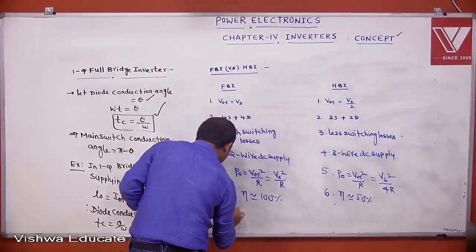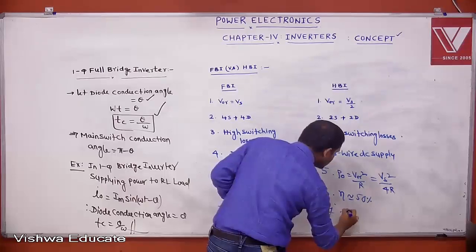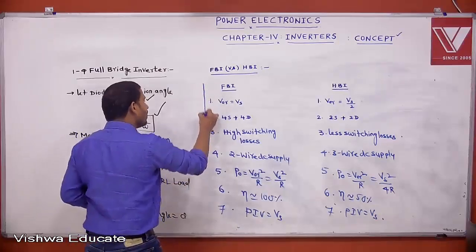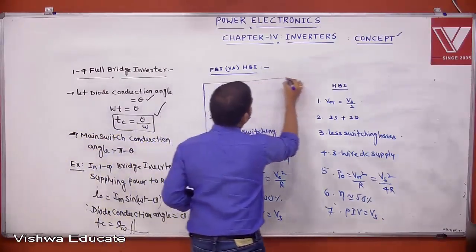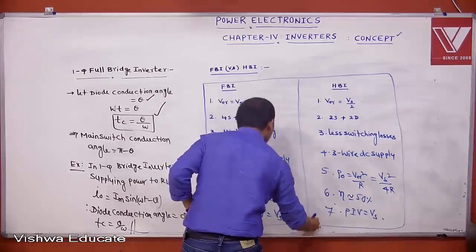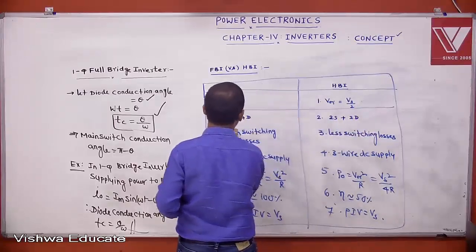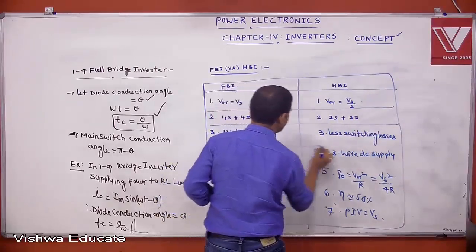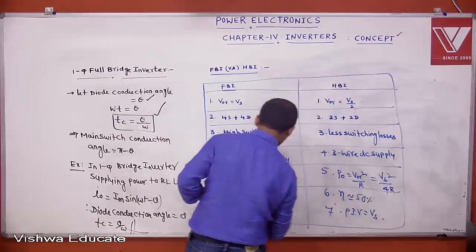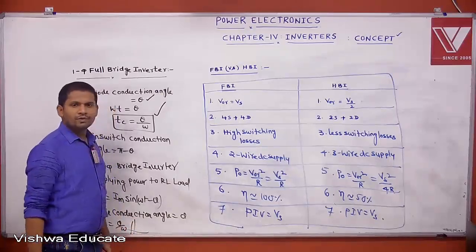What is the peak inverse voltage of the full bridge inverter? The peak inverse voltage is Vs. Here also, the peak inverse voltage is Vs. Okay, these are the differences between half bridge and full bridge inverter that you should concentrate on.